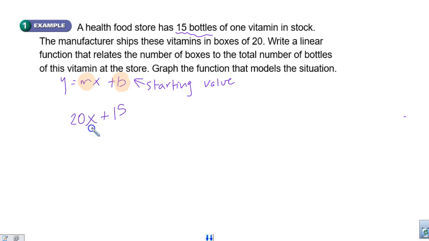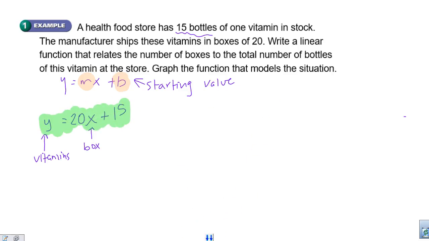So that x right there represents my boxes. If I get one box, how many vitamins do I have? 20. If I have two boxes, how many vitamins? 40, right? So if we take 20 and multiply it by our boxes, that gives us our y, which is our vitamins. How many vitamins we have in stock, or how many bottles of vitamins we have in stock. So this is your linear equation, y equals 20x plus 15.